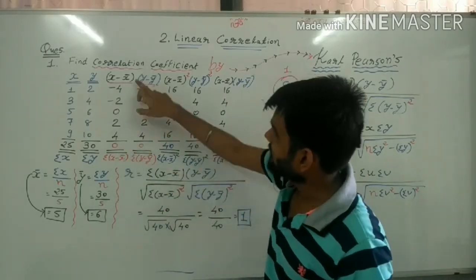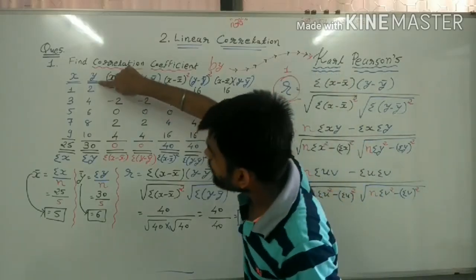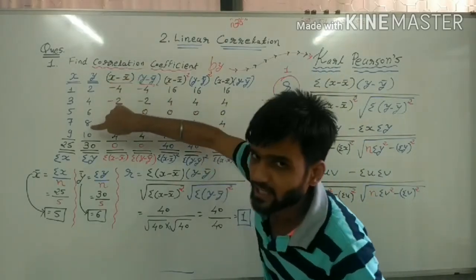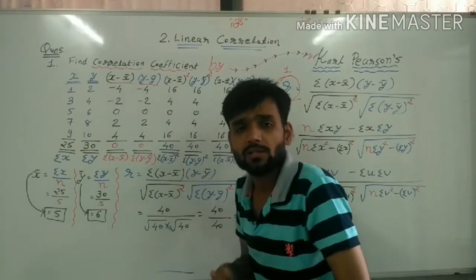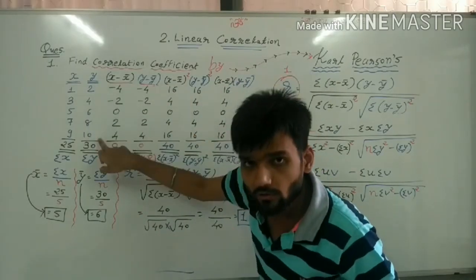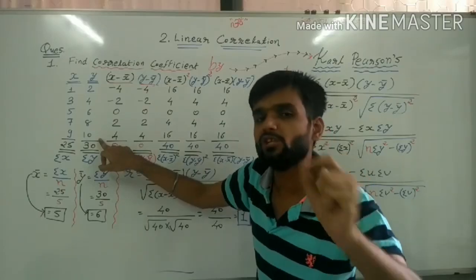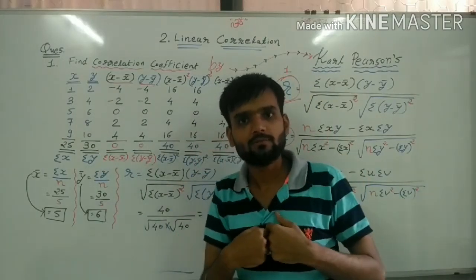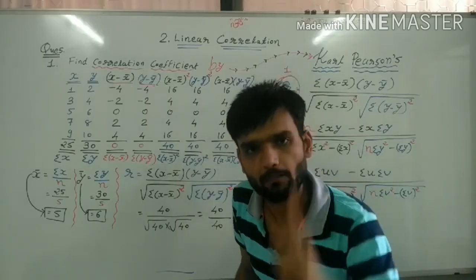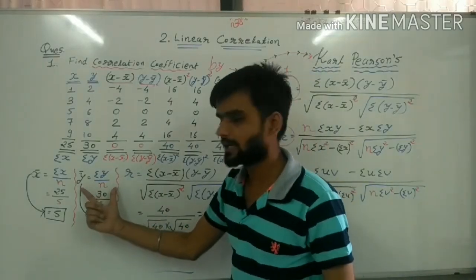Now second, we need y minus y bar. The values of y are 2, 4, 6, 8 and 10. That is given to you. Now from all these values of y, we need to deduct y bar. So for that we need y bar first. How can we find y bar?